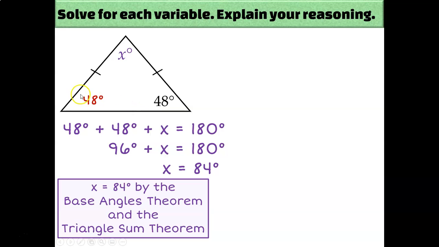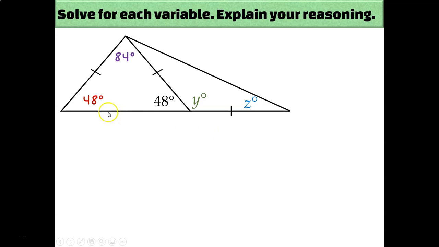That's what allowed me to write this 48-degree angle here, because this angle was 48 degrees, and those are the base angles of an isosceles triangle. And also the Triangle Sum Theorem, that's what allowed me to add all three of the angle measurements together and set it equal to 180. So let's update our diagram. I've got 48 and now 84.